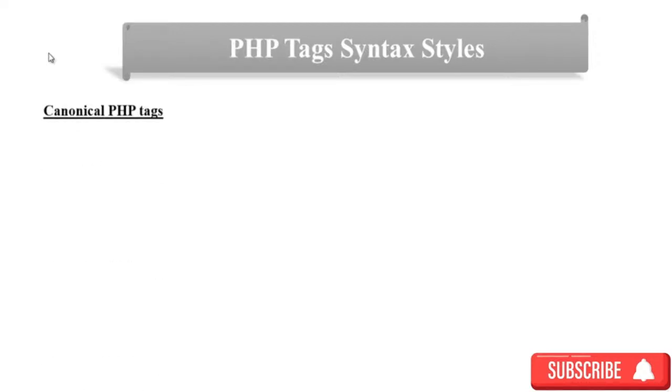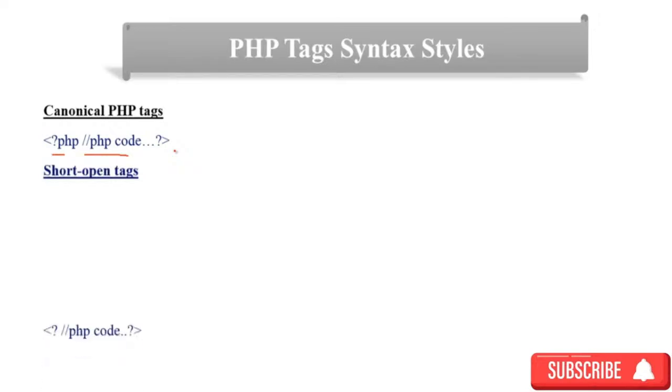So first of all, canonical PHP tags. This is a very common method, a syntax that is used widely in the HTML document to use PHP code. It starts with an angle bracket, question mark, and PHP, and then between that you write PHP coding, and then close that tag with a question mark and closing angle bracket. This is a very famous method to use PHP coding in an HTML document.